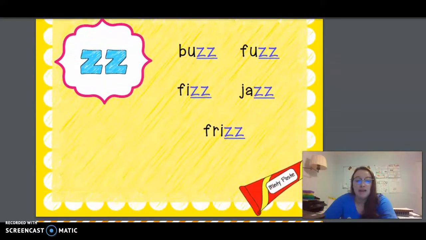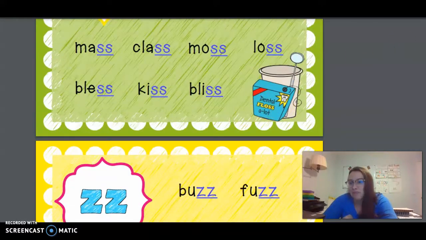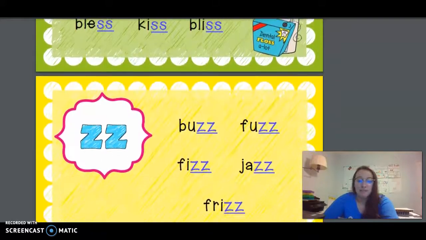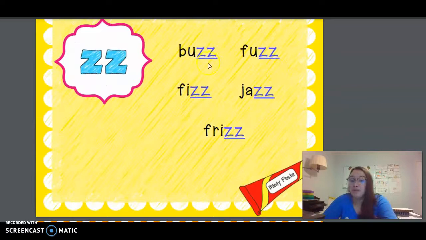And now let's look at ZZ. So ZZ, there aren't as many words, and this is actually why they call it the Floss Rule. Take a look here. I'm going to show you floss. F was one of the ones that will double. L was one of the ones that will double, and it even has the rule in here with S. So it doesn't have Z in this word, but there aren't as many words that have that double Z in it. But if you do find a word with the short vowel and Z, you're going to double the Z. So buzz, fuzz, fizz, jazz, and frizz. So that is your Floss Rule.